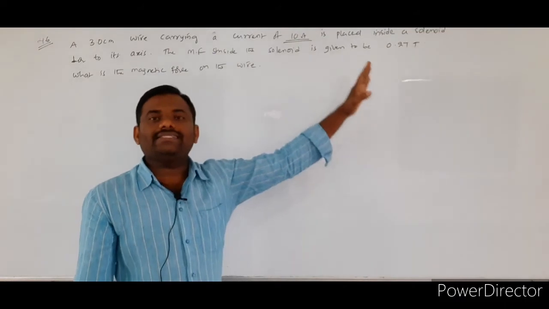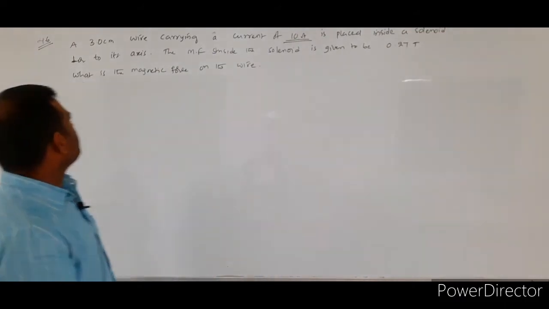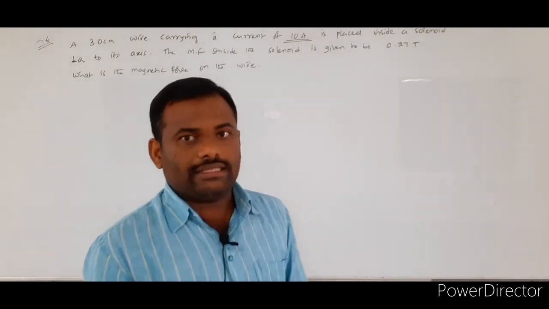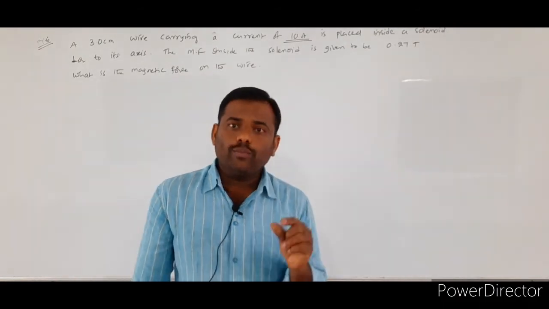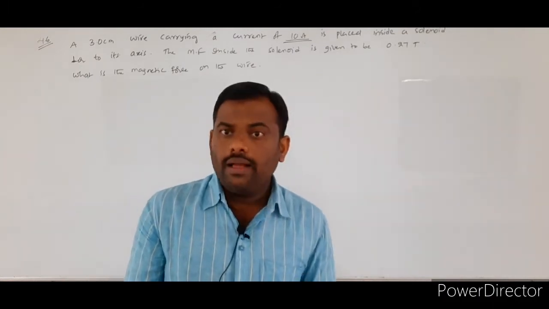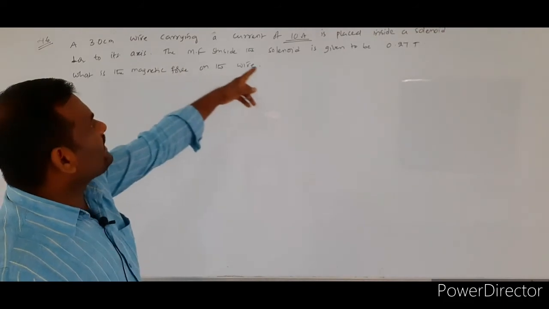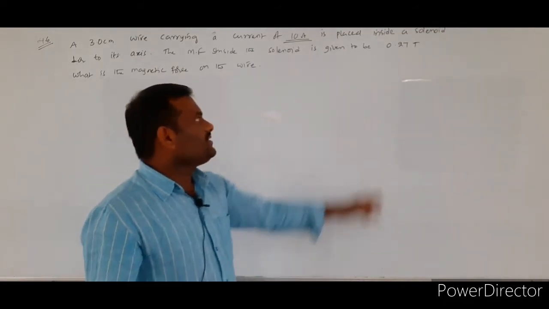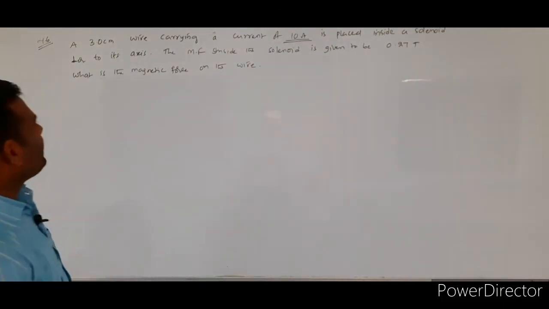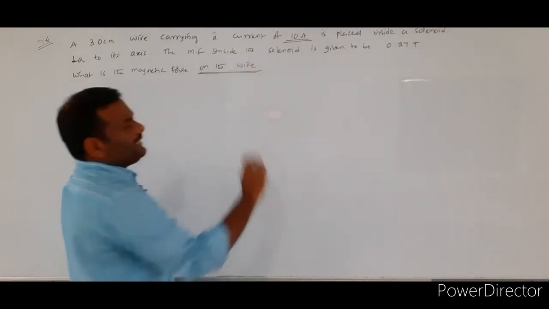It is placed inside the solenoid. How was it placed? The current carrying conducting wire is placed inside the solenoid, and moreover, it is perpendicular to the axis of the solenoid. Then the magnetic field inside the solenoid is mentioned as 0.27 Tesla. Then what they are asking is, what is the magnetic force acting on the wire?